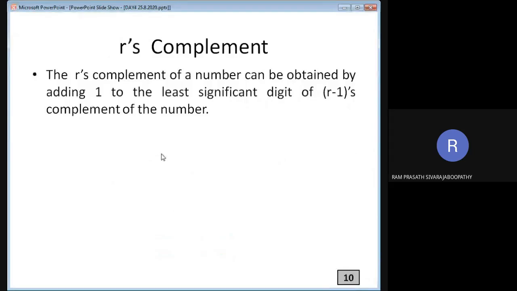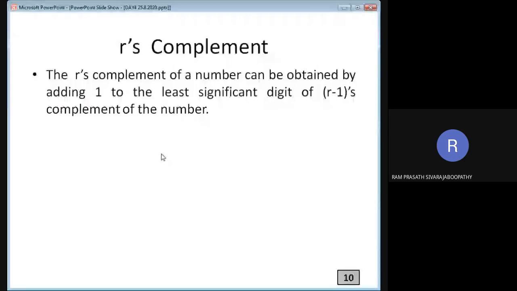r's complement of a number எப்படி பண்ணலாம் அப்படின்னு பாத்தீங்கன்னா, it can be done by simply adding 1 to the least significant digit of r minus 1's complement of the number. First நம்ம already r minus 1's complement we have found out. அந்த number கூட if we add just 1 to the least significant digit, we will be getting r's complement. Okay. In the case of decimal number, r's complement means what?